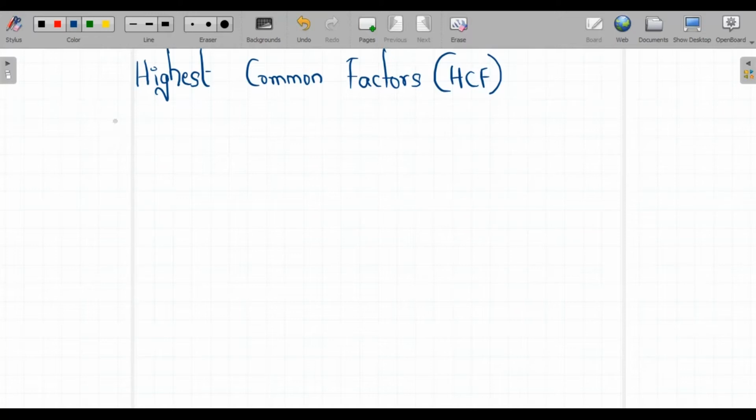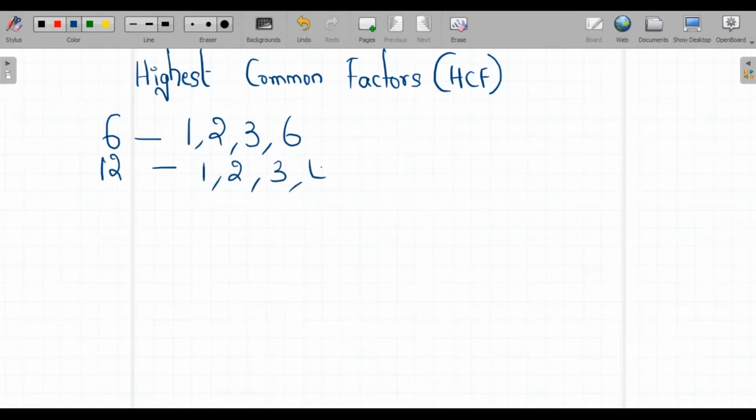Say for example, if I say 6, the factors of 6 are 1, 2, 3 and 6. Okay. Now, let us find out the factors of 12. The factors of 12 are 1, 2, 3, 4, 6 and 12. Right. Now, I have listed the factors of both 6 and 12. If you see, what are the factors that are common to both? It is 1, 2, 3 and 6.